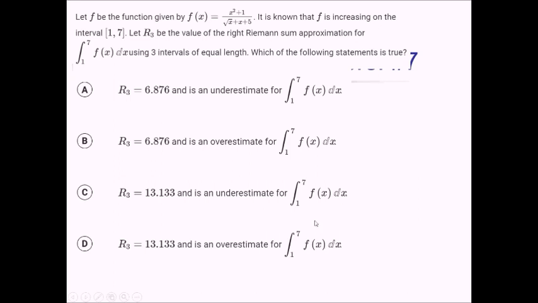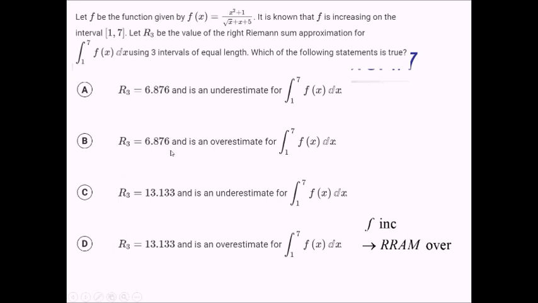The key fact that's going to let us immediately narrow this down to 2 answer choices is the fact that they told us that f is increasing. And it is known that a right Riemann sum approximation is going to overestimate on an increasing interval. So the right Riemann sum is always going to be more than the true value when you have an increasing function. That narrows it down to choices B and D, which say R sub 3 is an overestimate. So now it just comes down to the true value of R sub 3.